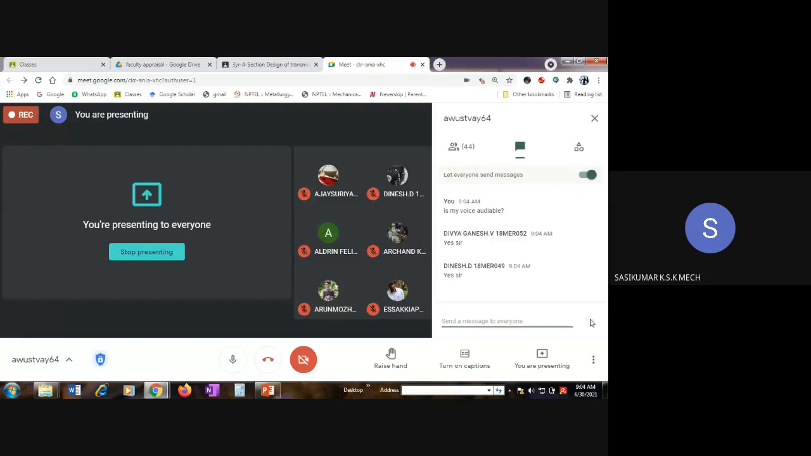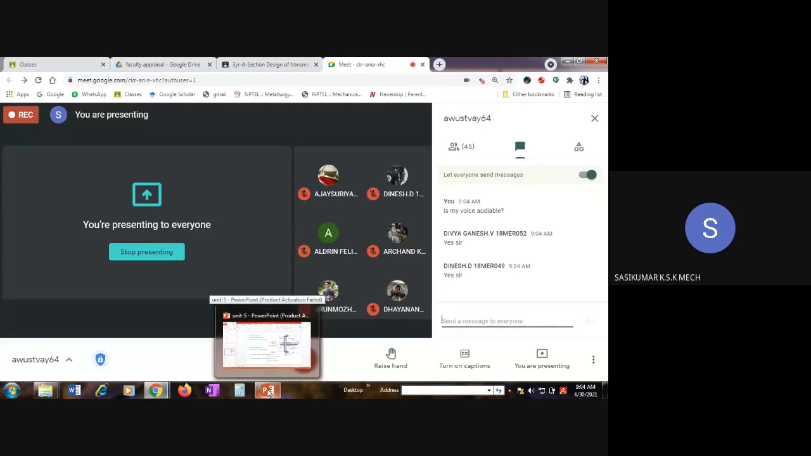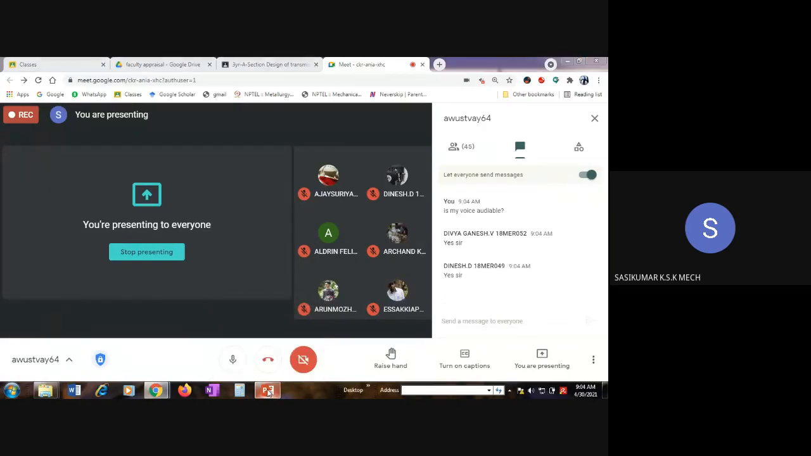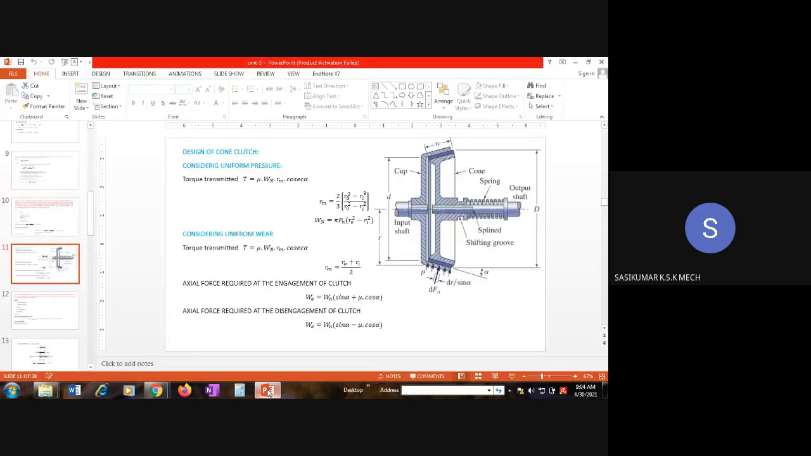Okay. So let us start. I think you are also viewing my sharing of screen. So far we have seen the design of brakes. So in that, plate clutches were seen. In the plate clutch you have single plate or multi plate depending upon your torque transmitting capacity requirement. So you may use either minimum number of plates or more number of plates.